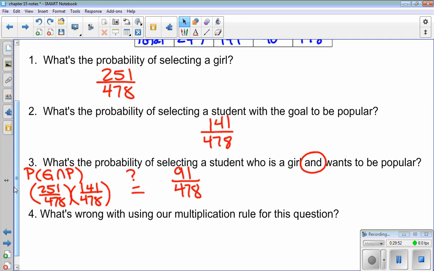So I got 19% on the right-hand side. This is 0.19. Is that the same as the left-hand side? Let's see. 0.155.